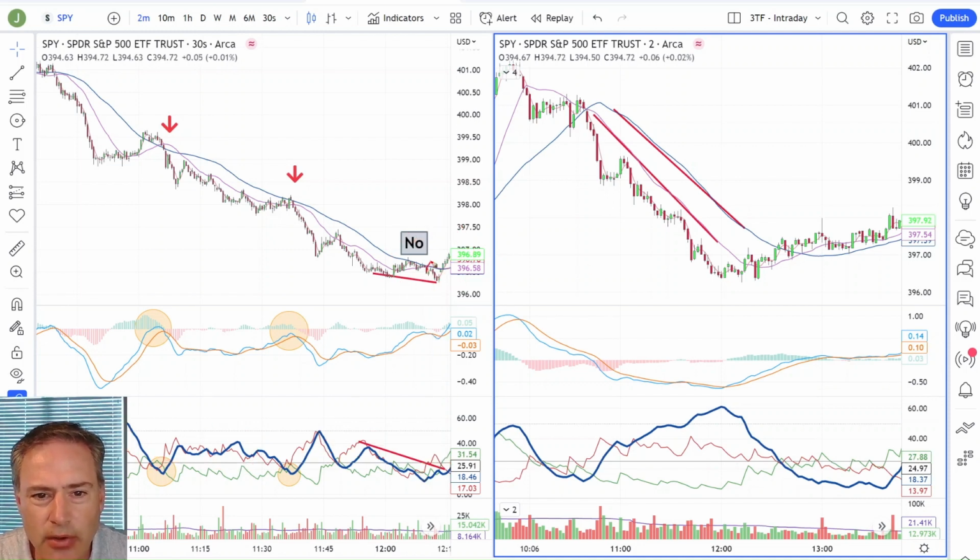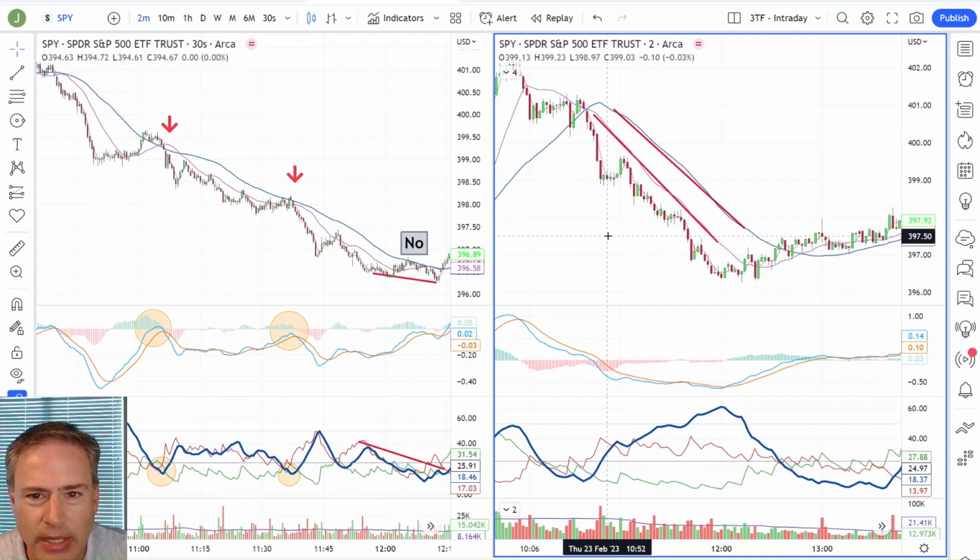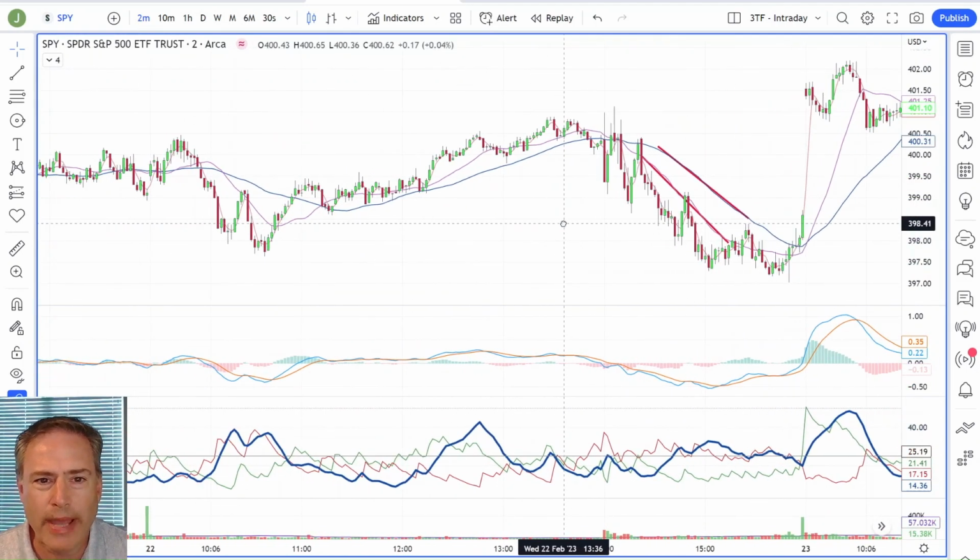Now, just so you know, that low coincides with this bottom right here. That was the reversal, and that's what we should be looking for when the ADX doesn't confirm after confirming for all of this time.